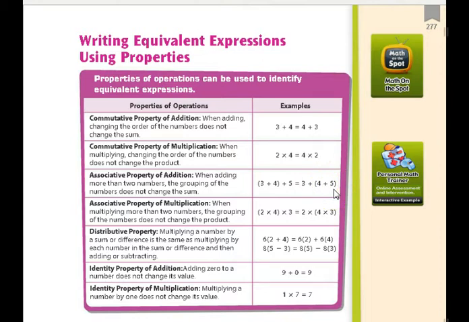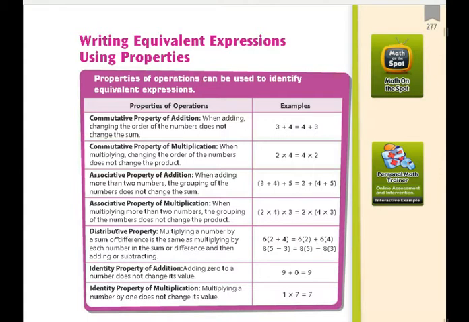If you want to check, 3 plus 4 is 7. 7 plus 5 is 12. So here we have 4 plus 5 is 9, plus 3 is 12. So it doesn't matter. Same works. So that's the associative property of addition and of multiplication. The next one is the distributive property, and we talked about that just a little bit ago. Distributive property. Multiplying a number by a sum or difference is the same as multiplying by each number in the sum or difference, and then adding and subtracting.